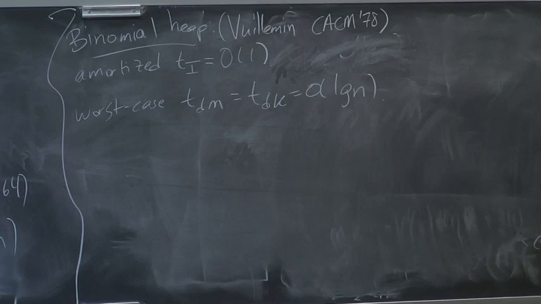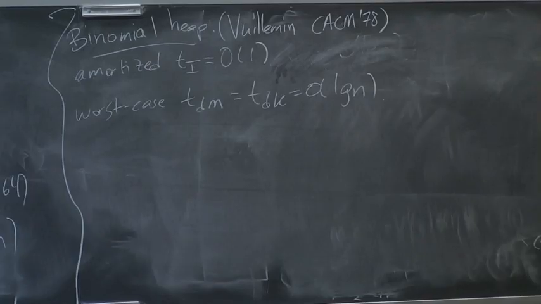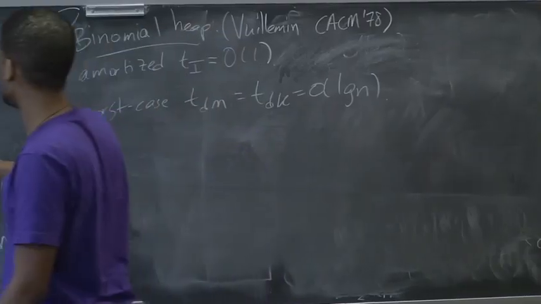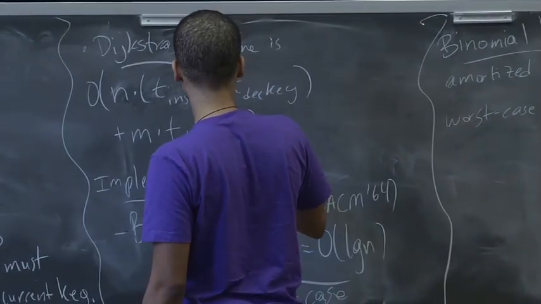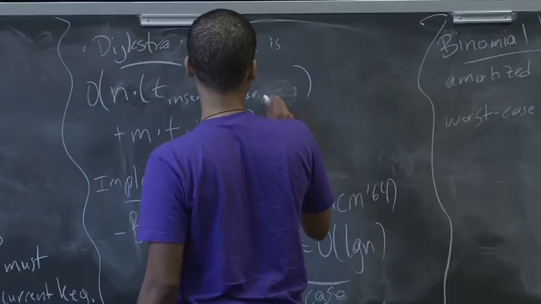Question? The bound should be m times decrease key. Oh, m times decrease key. Sorry. Yeah.